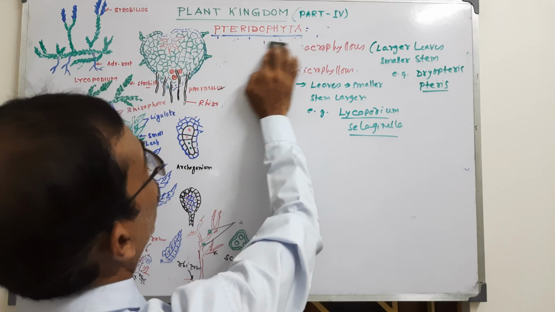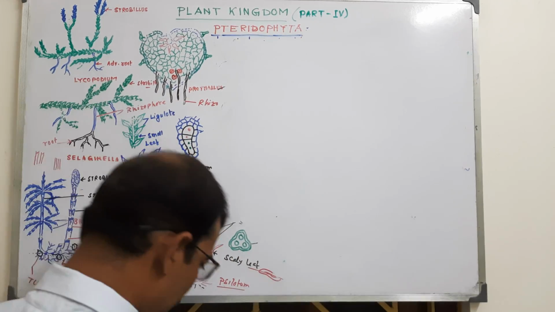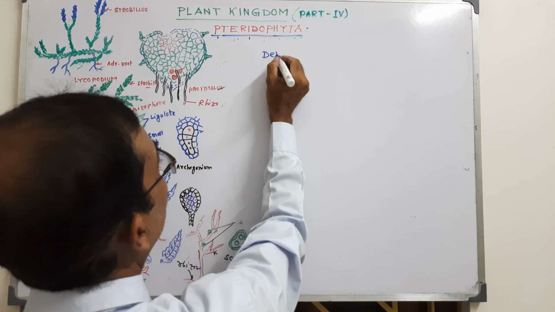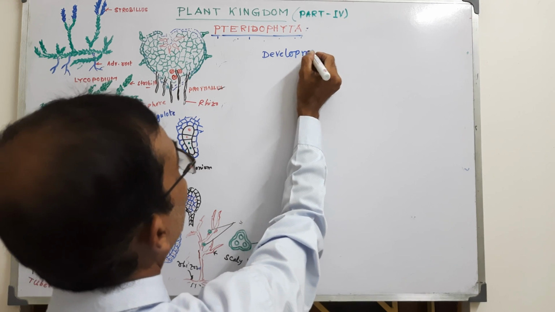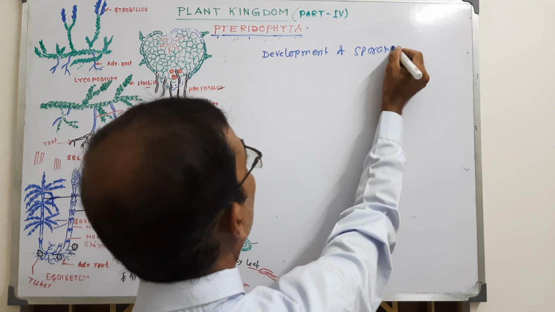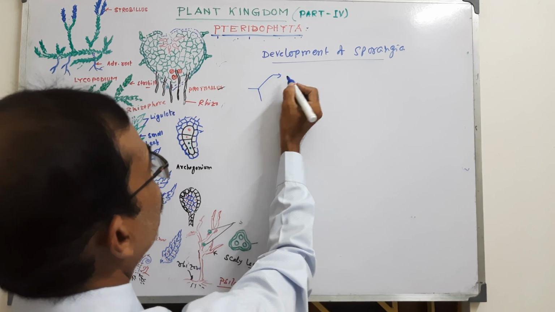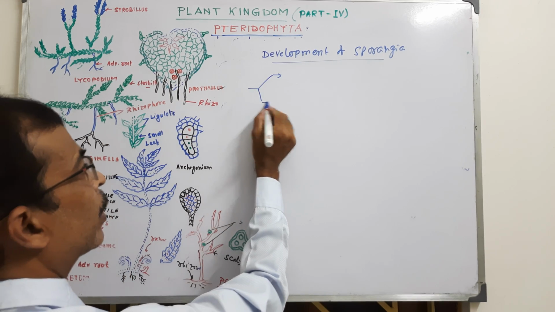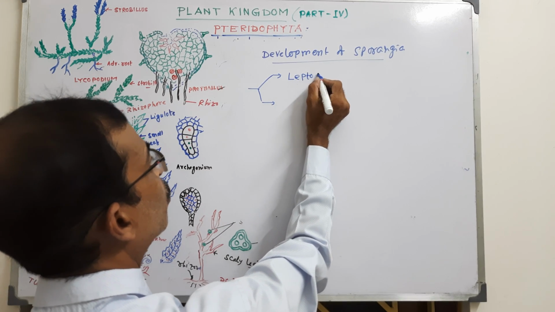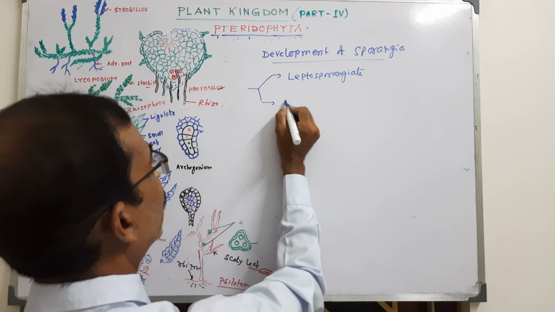Now we discuss the development of sporangia, which has important characteristics. On this basis, the pteridophytes are divided into two groups: leptosporangiate and eusporangiate.